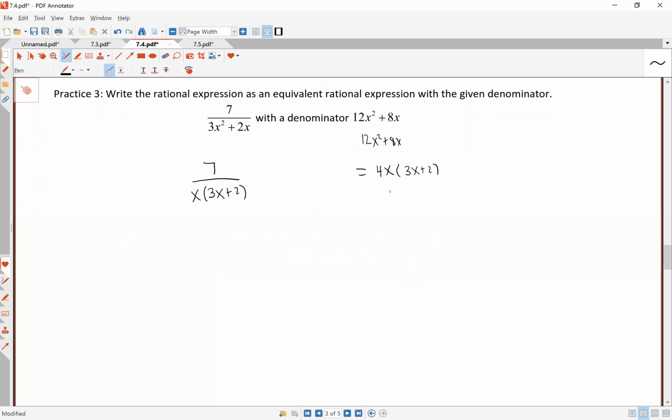All right, so what I want is to have a 4 and an x and a 3x plus 2. And what I have is an x and a 3x plus 2. So that means I'm missing the 4. So I put it in the top and I put it in the bottom. And once I put it in the top, I get 28 over 4x times 3x plus 2. Now I have what I wanted to have as my denominator, and I have a new equivalent fraction.